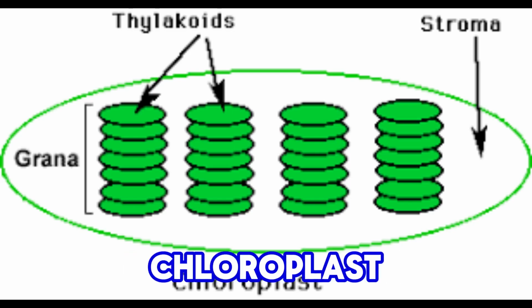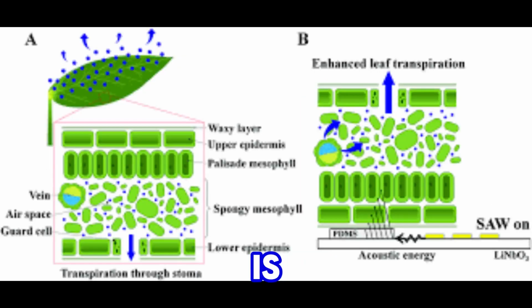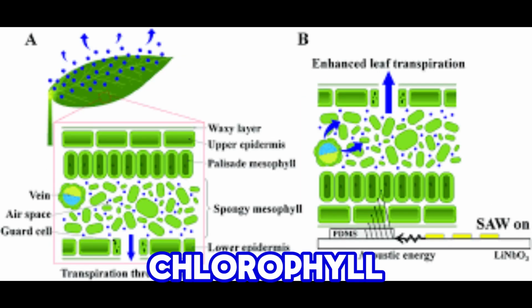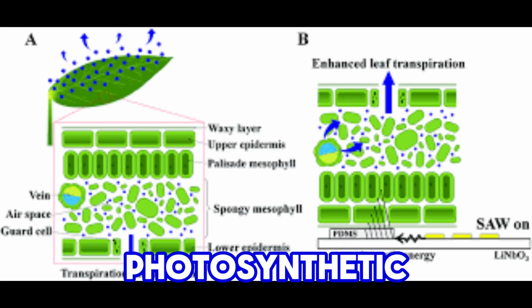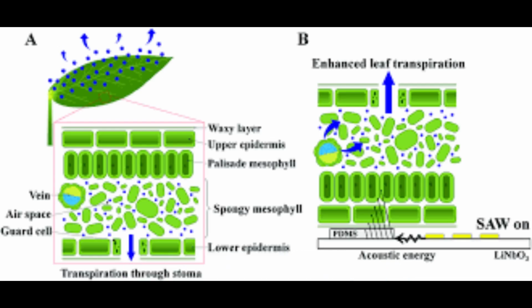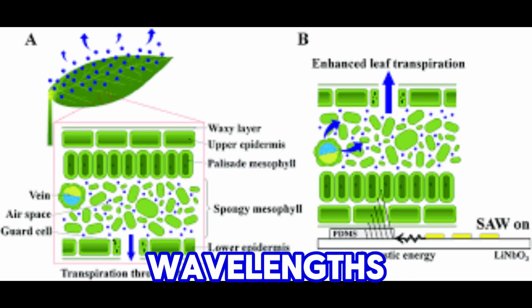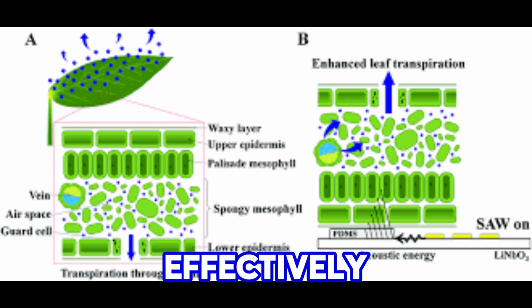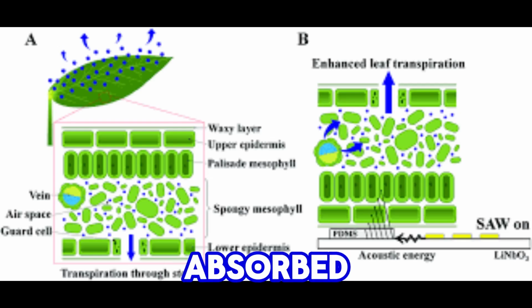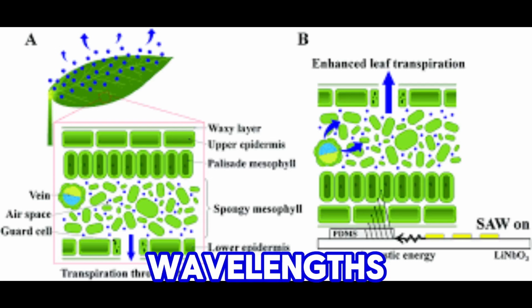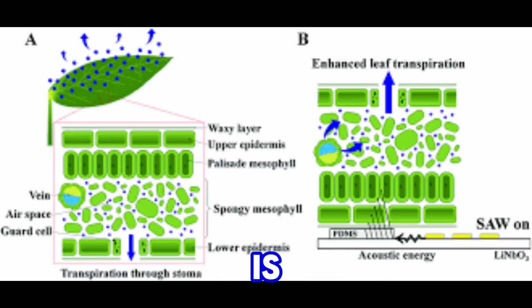Why is the chloroplast green? The answer is chlorophyll. Chlorophyll is a pigment associated with the photosynthetic membranes. It absorbs particular wavelengths of visible light especially effectively. Green light is absorbed less strongly than some other visible wavelengths, so more green light is reflected or transmitted. That's one reason leaves appear green.